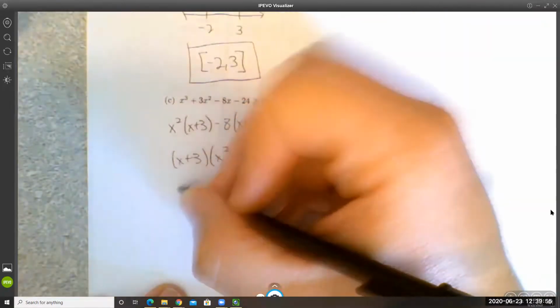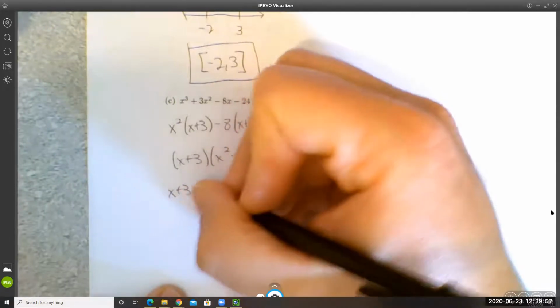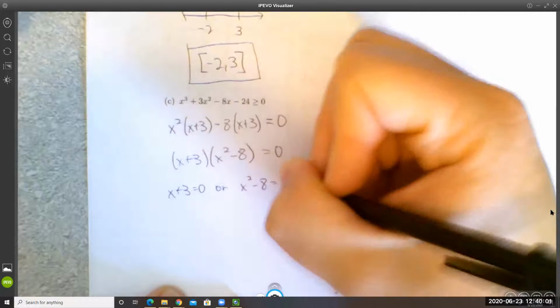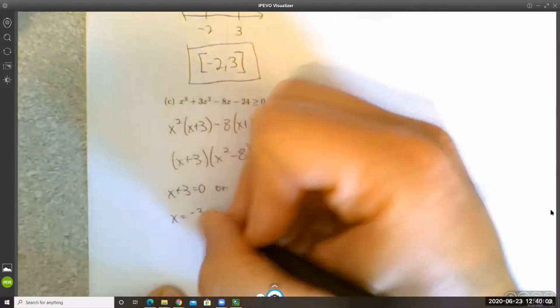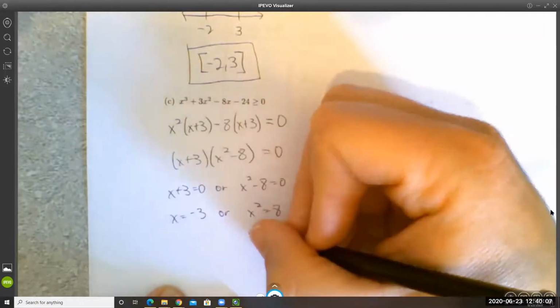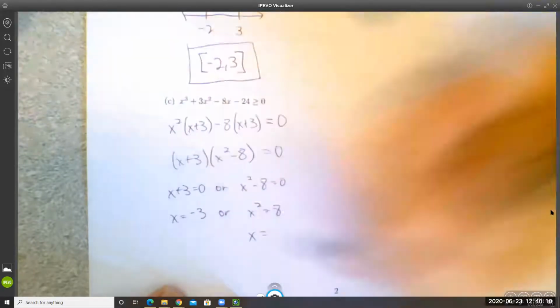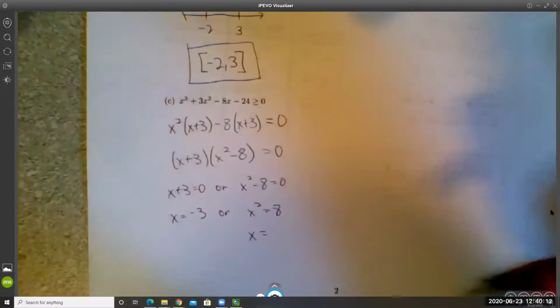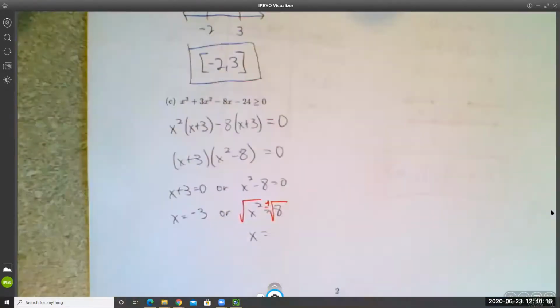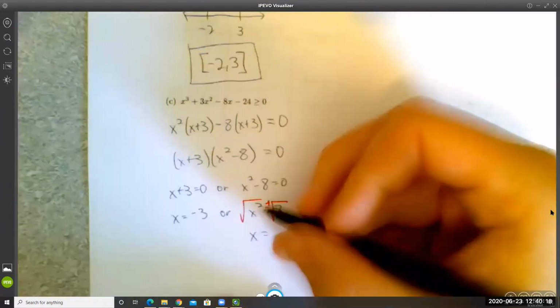Okay, so to finish solving this, now I would say x plus 3 equals 0. Or x squared minus 8 equals 0. That means x is -3. Or x squared is 8. Which means x would be, you take the square root of both sides, and don't forget that when you do that, you have to have a plus or minus sign on the number, right? Because you have 2 solutions there.